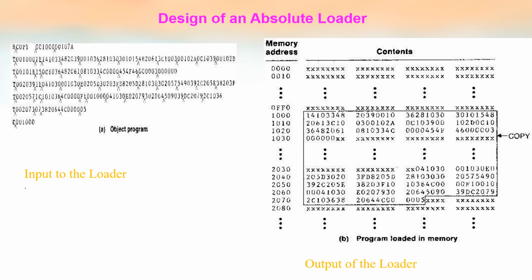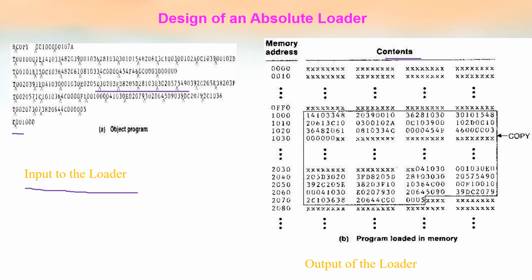So we can see the input to the loader, which is the object program, which has the header record, text record. The text record contains the actual object code. We can see here. Then the end record. So this is the input to the loader. Then the output of the loader is not a file, it is the contents of the memory locations.